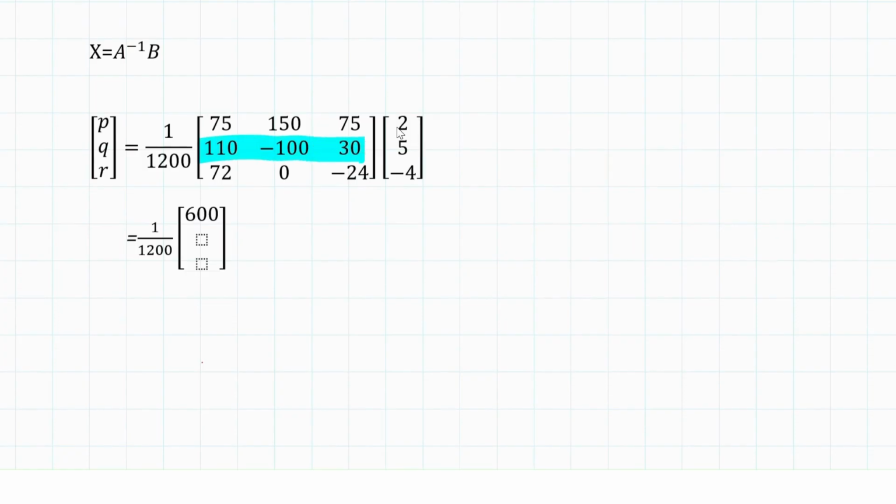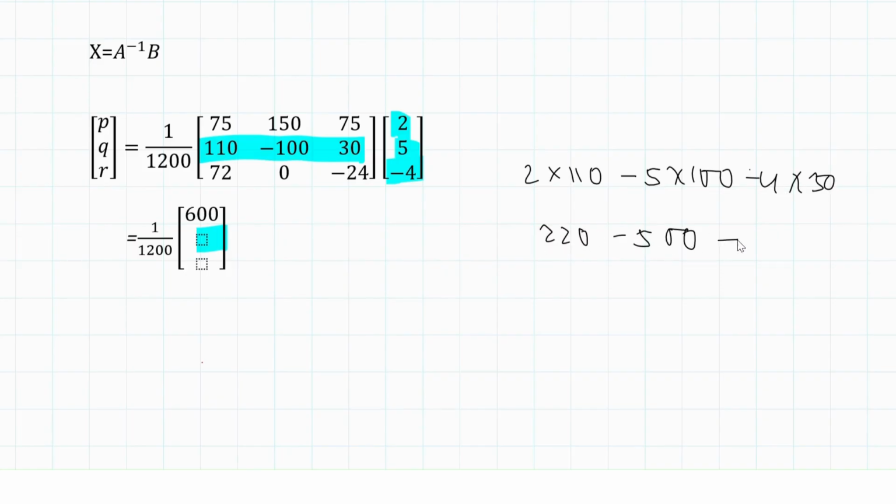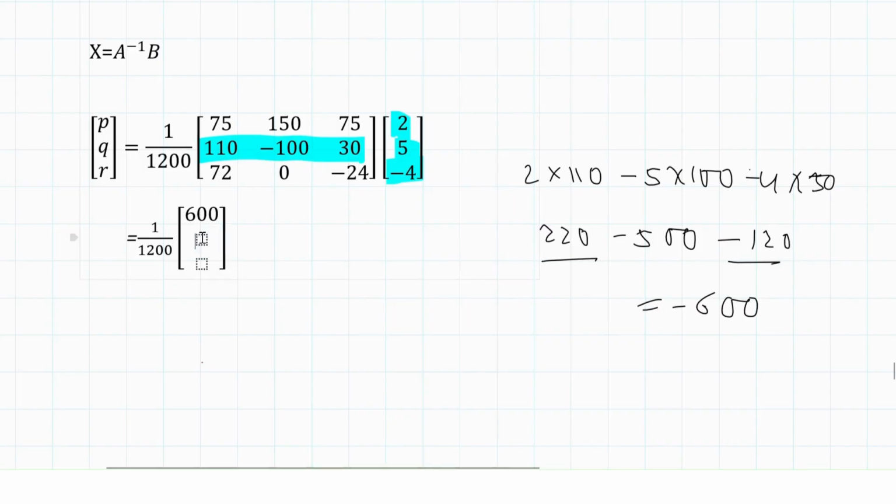Now multiplying this row and this column, we are going to place the value over here. So it is 2 multiplied by 110, minus 5 multiplied by 100, and minus 4 multiplied by 30. So this is 220, this is minus 500, and this is 120. So this comes out to be negative 600.